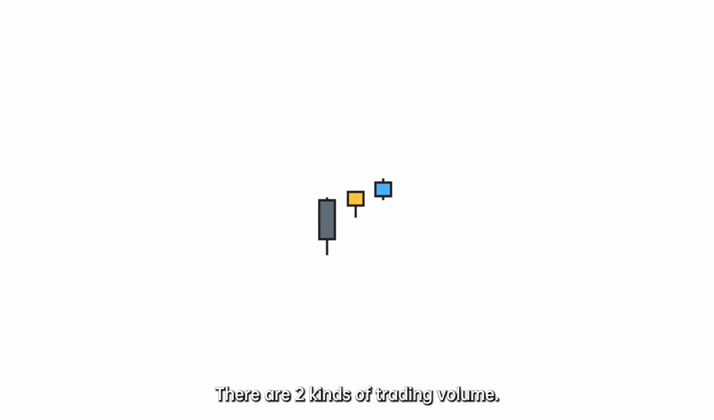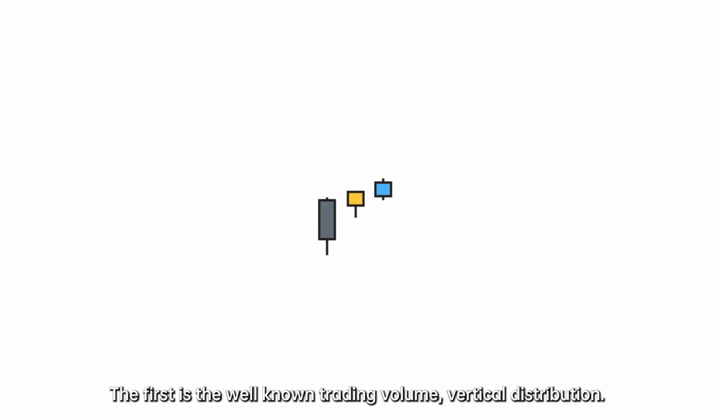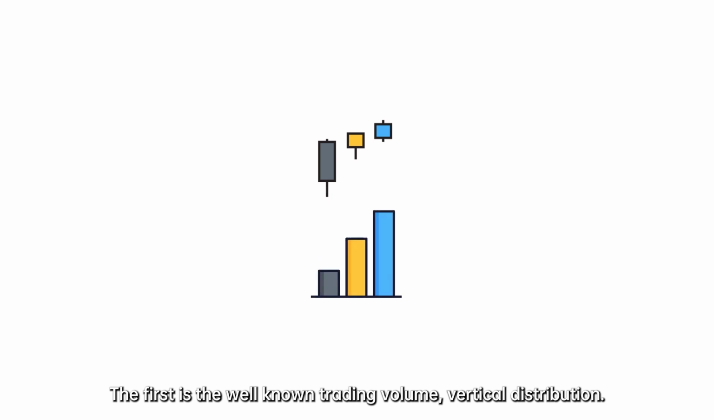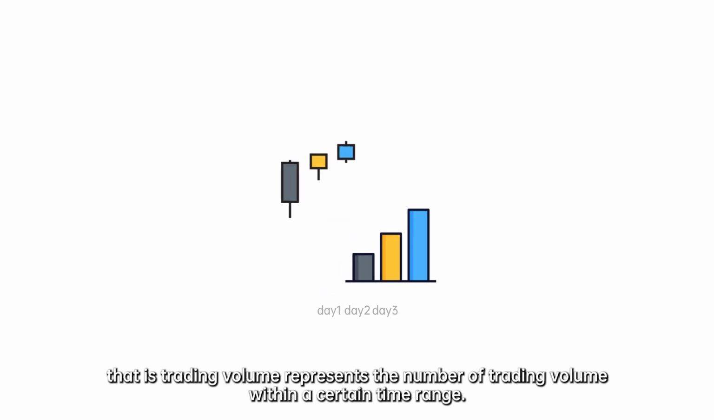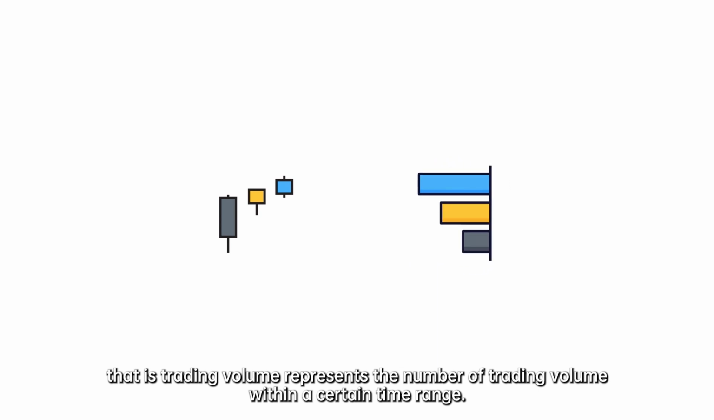There are two kinds of trading volume. The first is the well-known trading volume, vertical distribution. Each candlestick corresponds to a histogram of trading volume. That is, trading volume represents the amount traded within a certain time range.